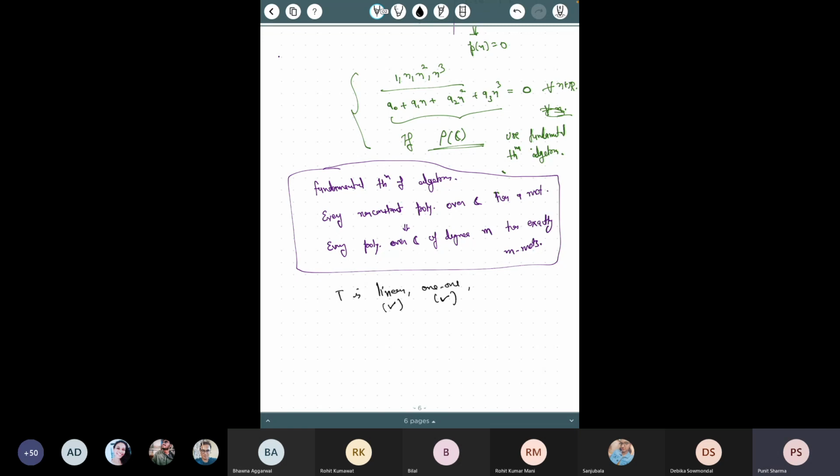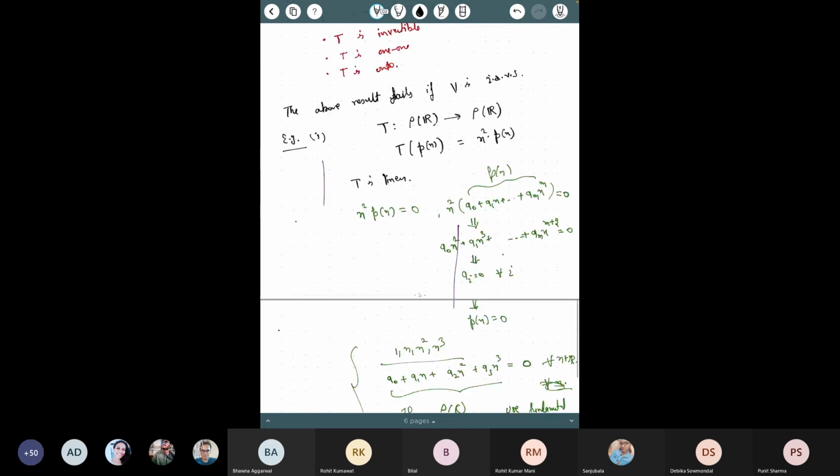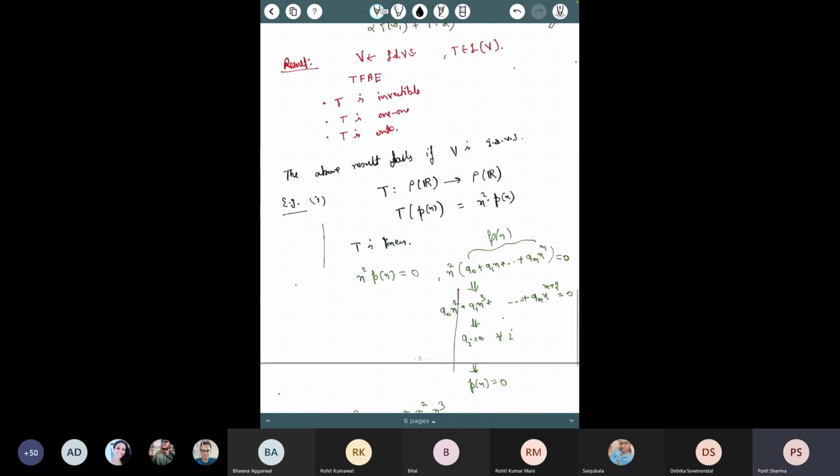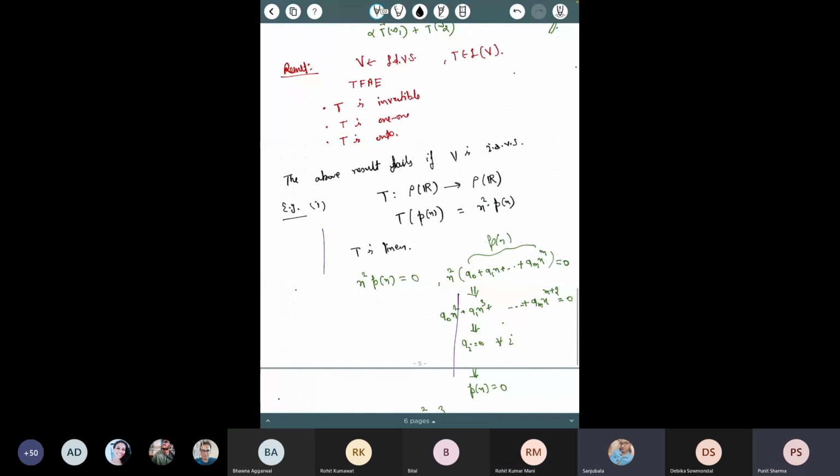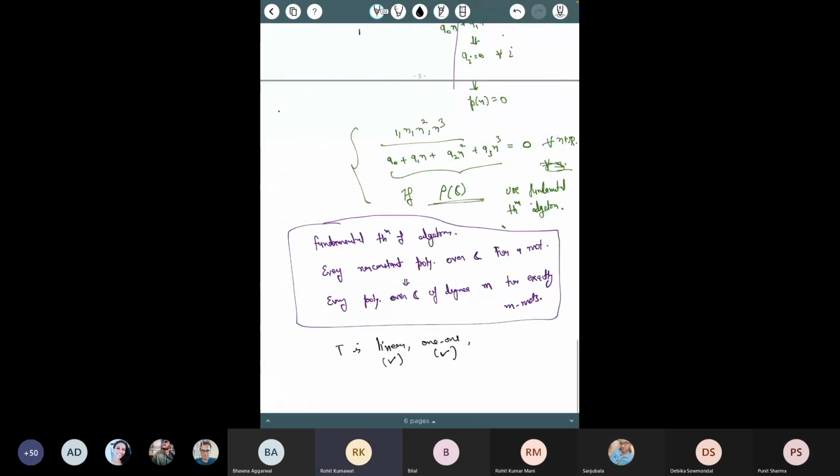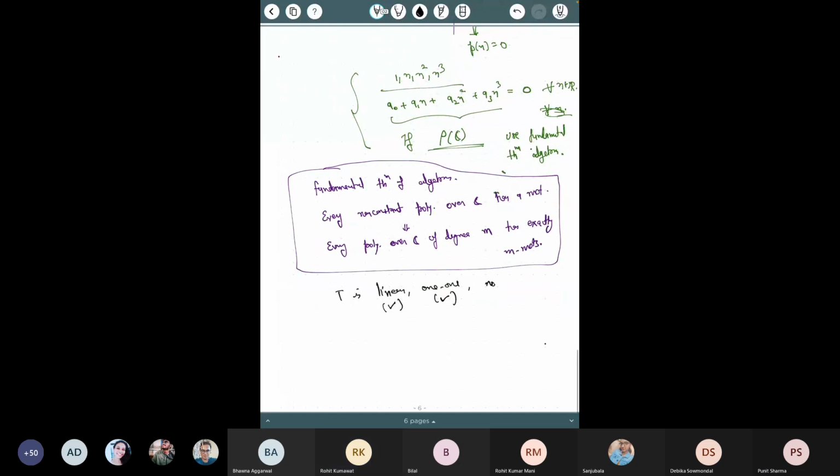How about ontoness? Is this function onto? No, sir. Why not? A constant polynomial of degree one does not have any pre-image. Right. Constant doesn't have any pre-image, so not onto. So this function is not invertible.